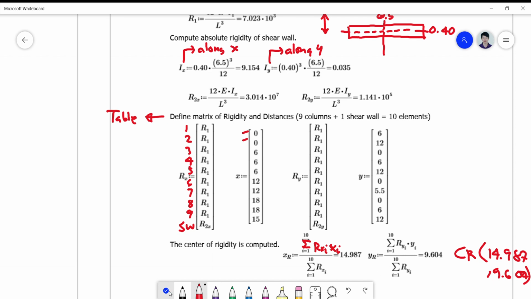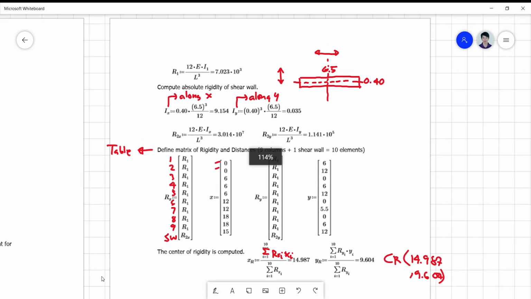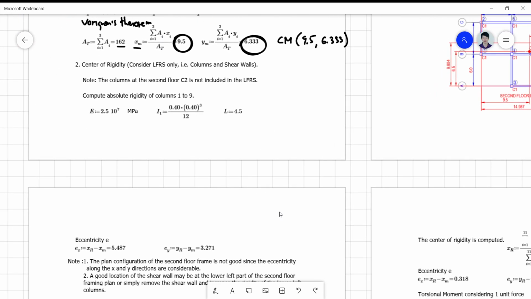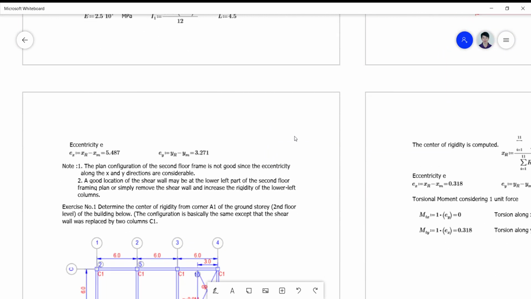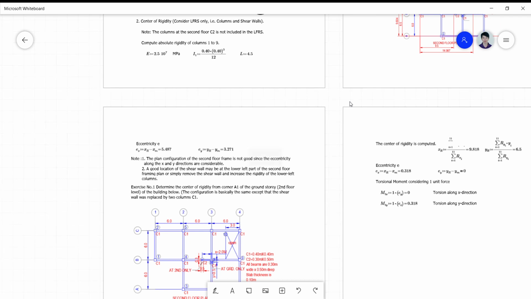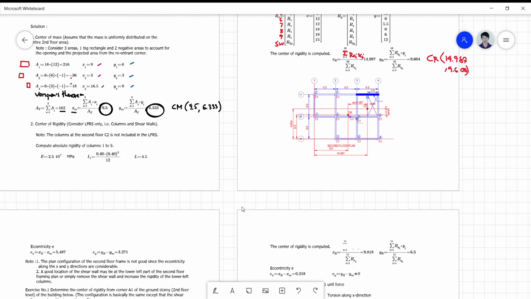Okay, knowing now the center of mass and center of rigidity, we can finally calculate your eccentricity E. For EX and EY, for EX we simply subtract XR and XM, and for EY you simply subtract YR and YM, so you get 5.487 and 3.271.